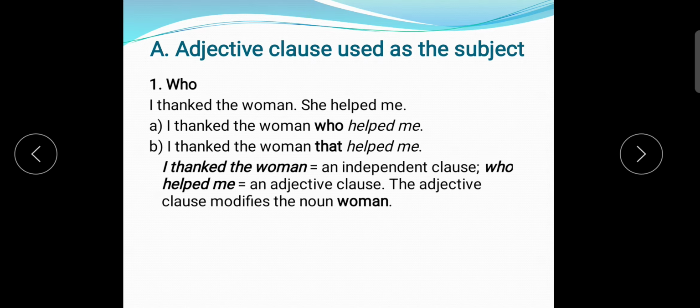I thank the woman is an independent clause. Who helped me is an adjective clause. The adjective clause modifies the noun woman. Who here modifies woman. Who helped me here modifies woman.